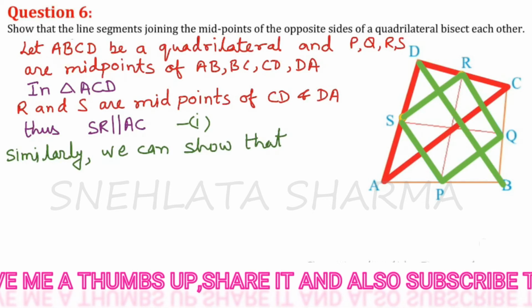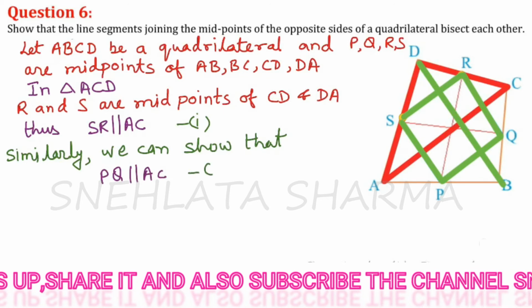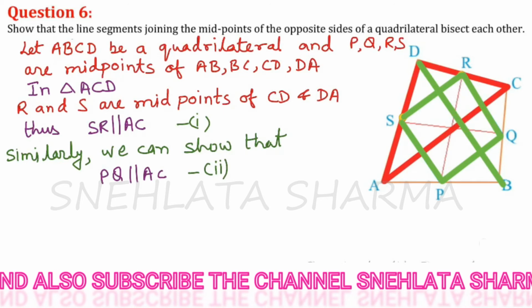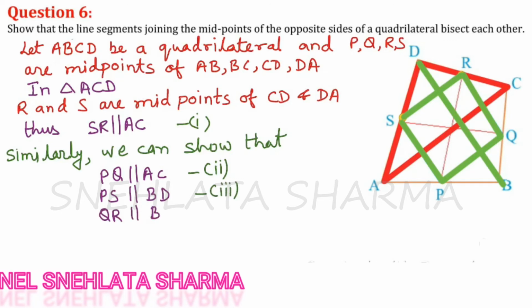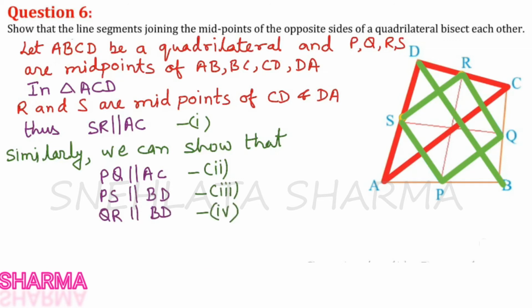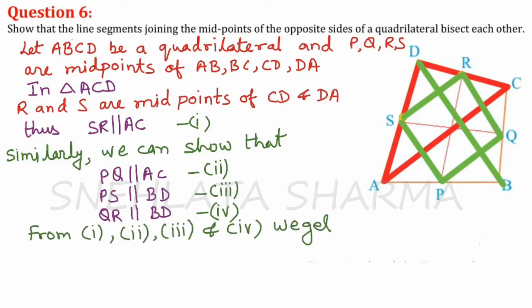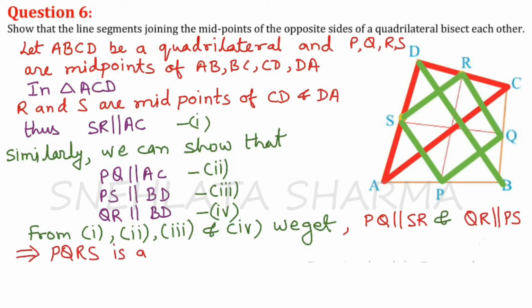Similarly, we can show that PQ is parallel to AC. This is equation 2. PS is parallel to BD, equation 3. QR is parallel to BD, equation 4. Now from equation 1, 2, 3 and 4 we get PQ is parallel to SR and QR is parallel to PS. This gives PQRS as a parallelogram.